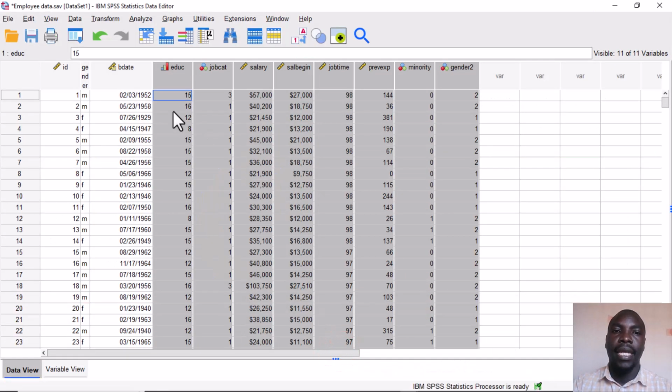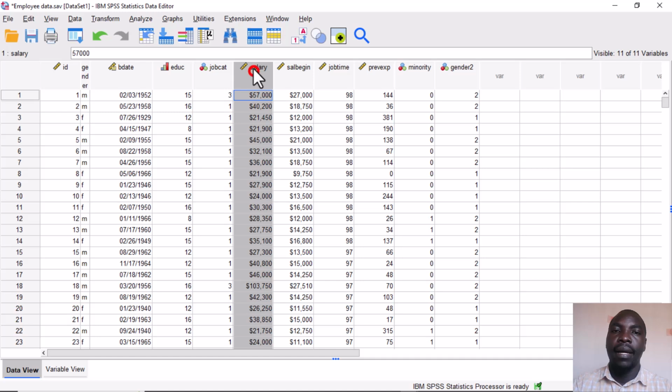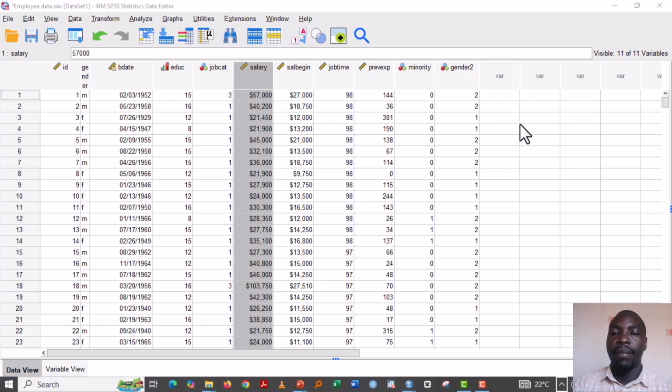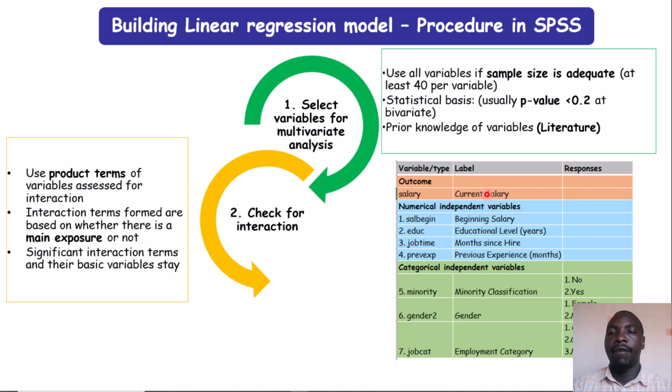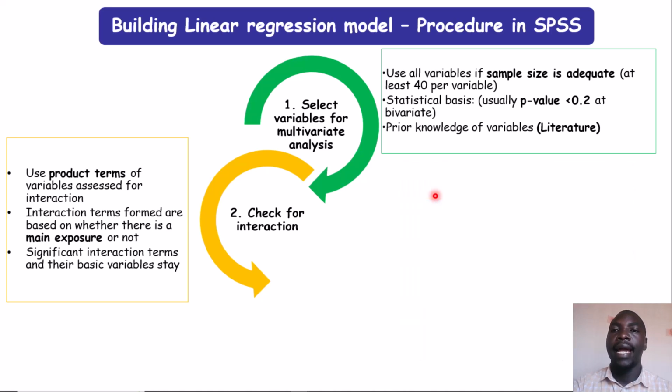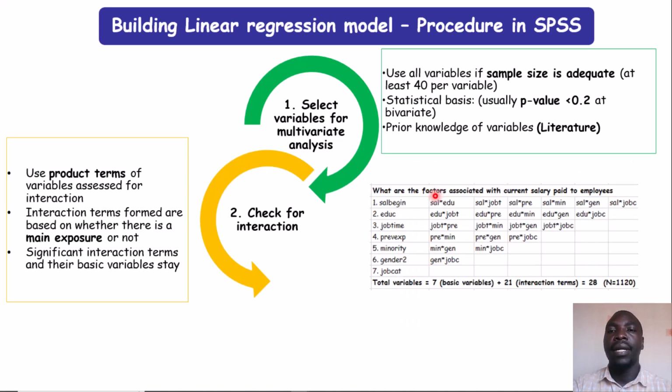In our data set here, we have 8 variables, one of them being the outcome, and the other 7 being independent variables. We have these 8 variables, the numerical ones, the categorical, and the outcome variable. So when we are talking about adequate sample size, we would have these 8 and their interaction terms. When we are talking about interaction terms, this is what we mean.